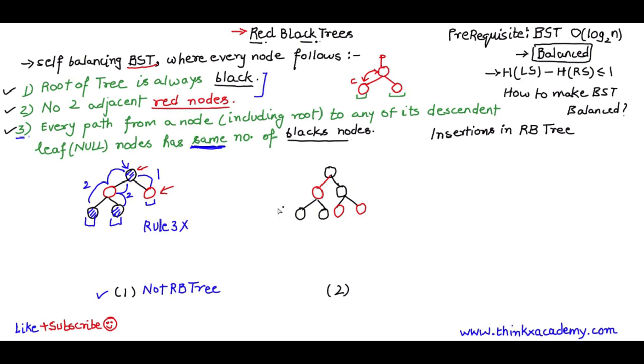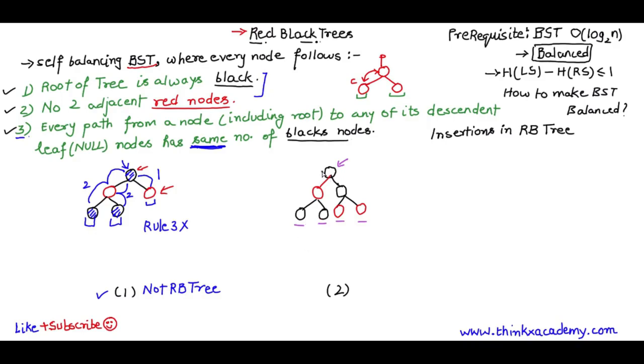Now let's consider this second one. In the second one you can see that if I consider the root node, it is black and there are no consecutive red nodes or no adjacent red nodes. If we consider the third one, every path from a node, so let me pick up the root node including root to any of its descendant leaf nodes. I know that these four are the leaf nodes or the null nodes because they do not have any children.